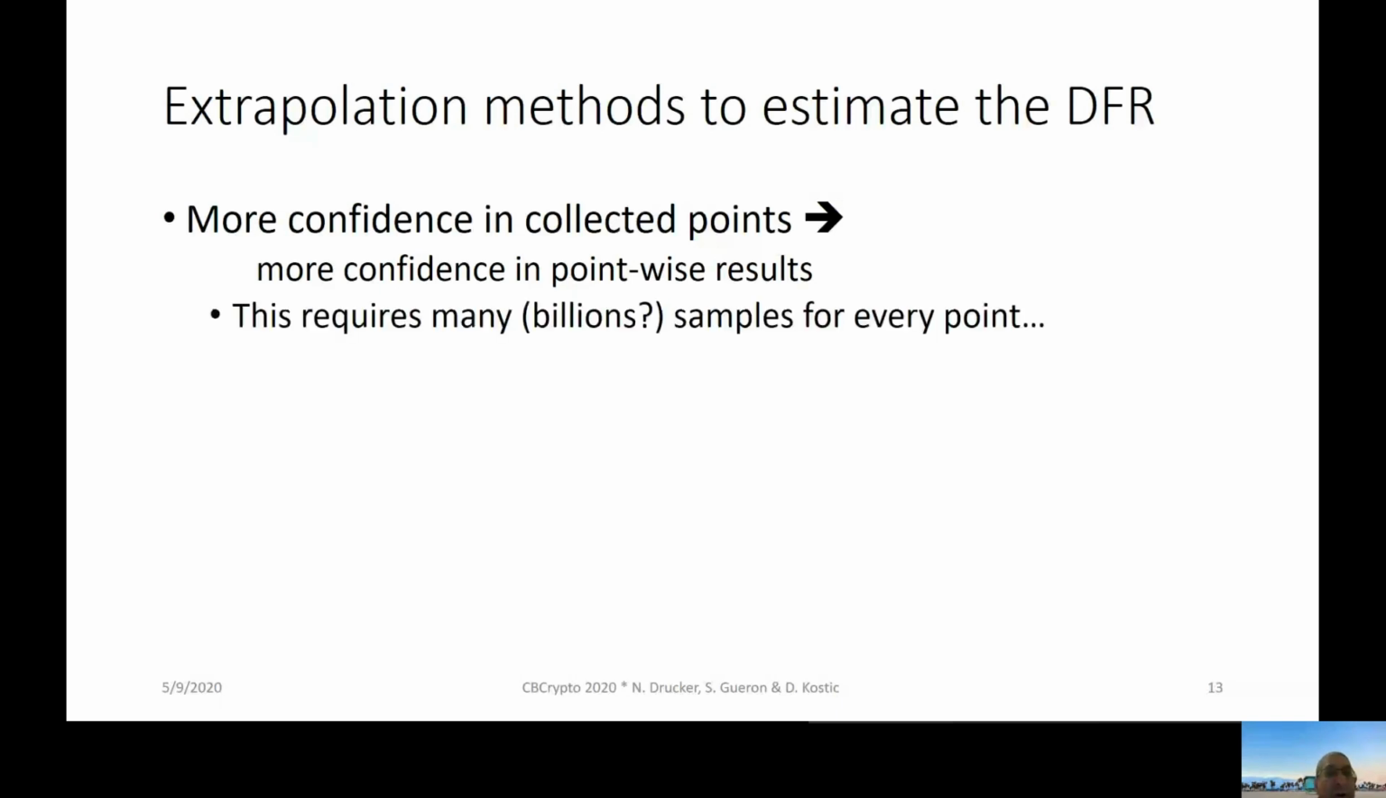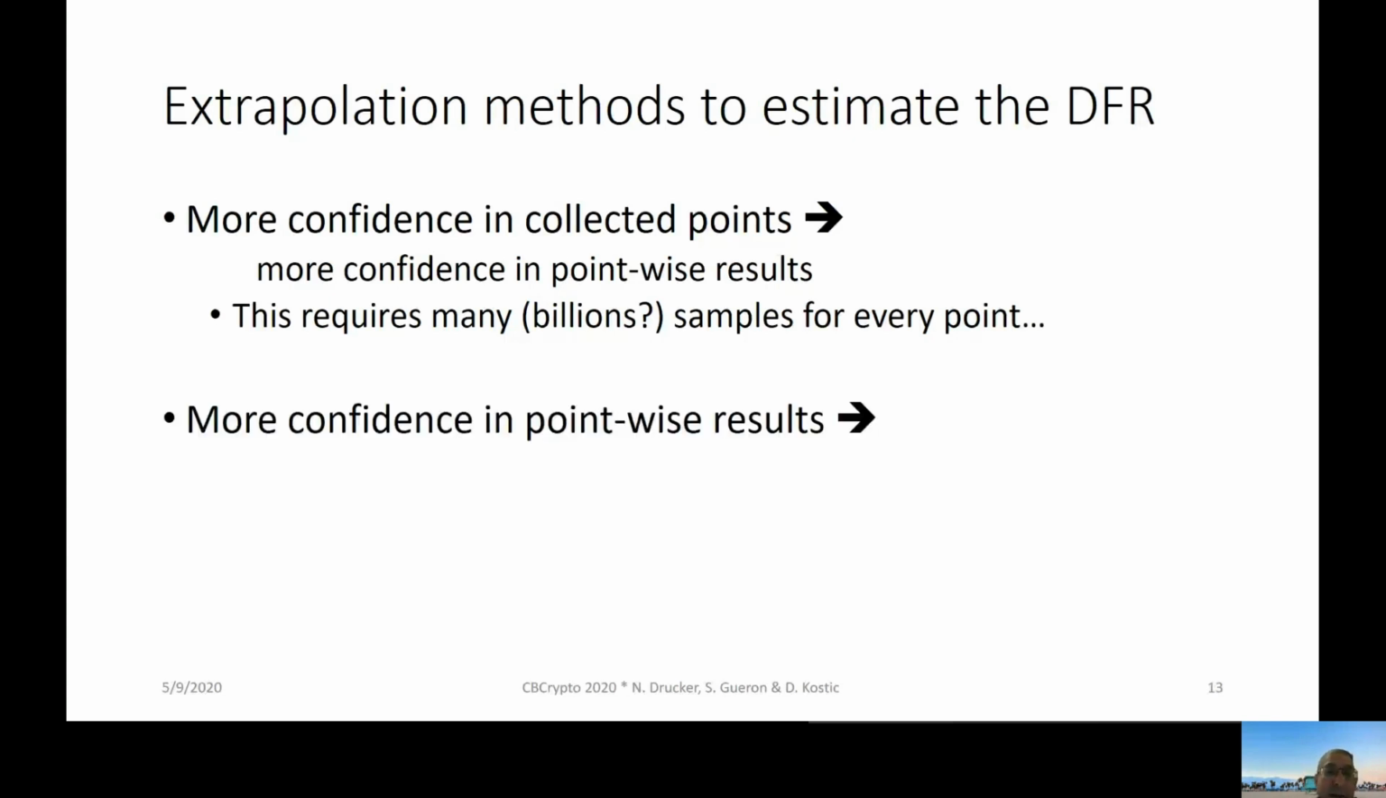But this requires many samples for every point. And many, I mean billions of samples for every point. Especially this is becoming more and more comprehensive, or more and more billions, as when you get the large values, because with large values, you are supposed to see fewer decoding failures. So you need to do many billions until you see enough of them so that you can get some statistics on the result.